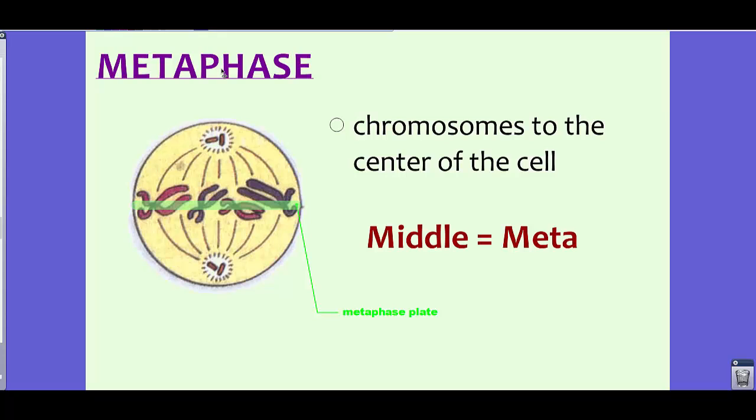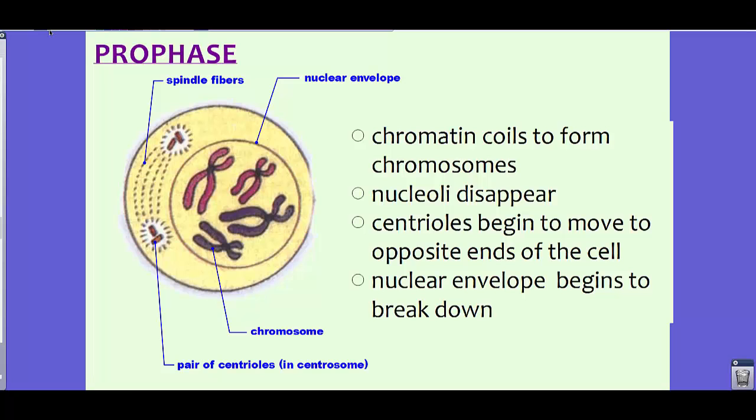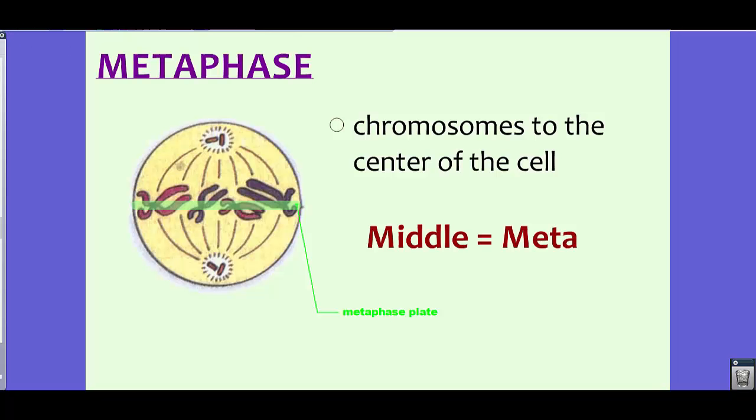Now metaphase is the second phase. In metaphase, we have chromosomes moving to the center of the cell. So remember, in prophase, the chromatin becomes visible to form chromosomes. In this phase, those chromosomes are going to line up in the center of the cell, which is called the metaphase plate. So think of meta being middle. Think of the M, meta, middle. So all the chromosomes line up directly in the middle of the cell.